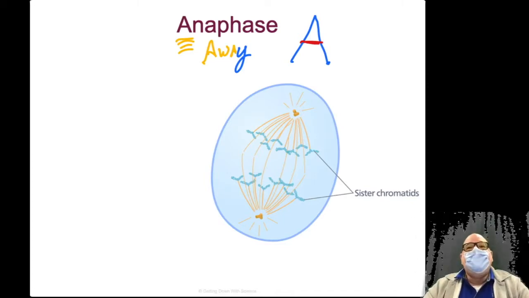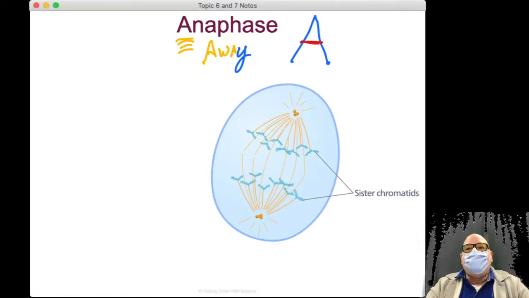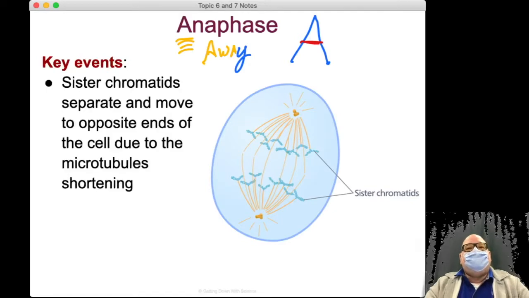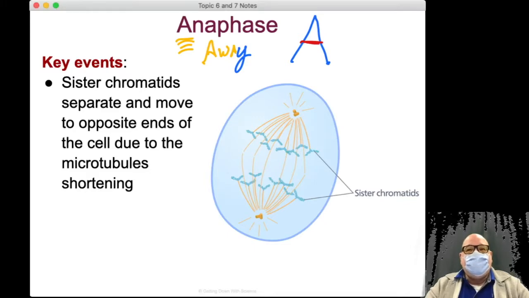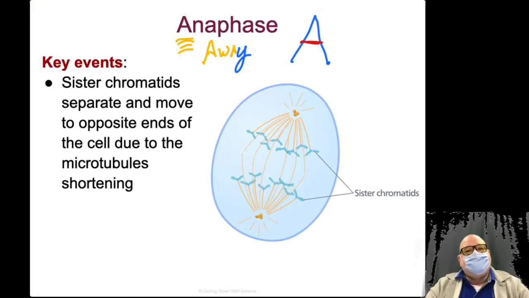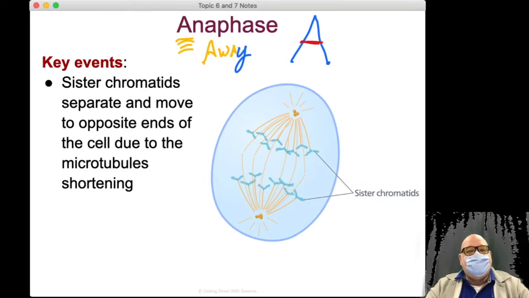Hopefully you'll start picking up on some of these little memory tools. Sister chromatids separate. Another word for separate is move away. They move to opposite ends of the cell. They migrate north and south. What's happening is these microtubules are shortening. They're like little tow ropes that pull them apart, so you get this tug of war where they snap apart.